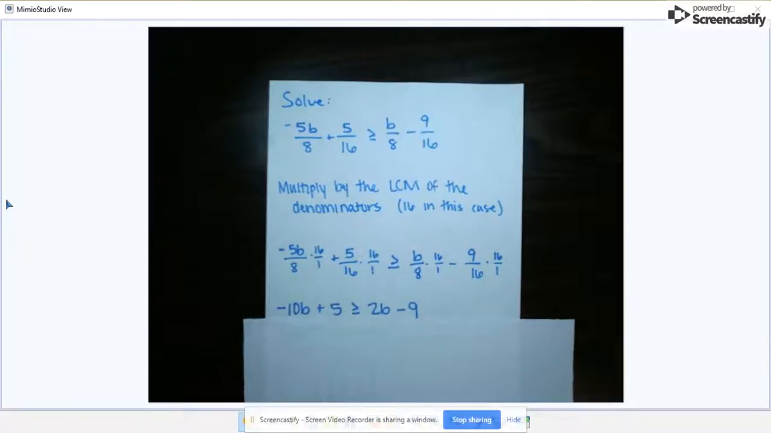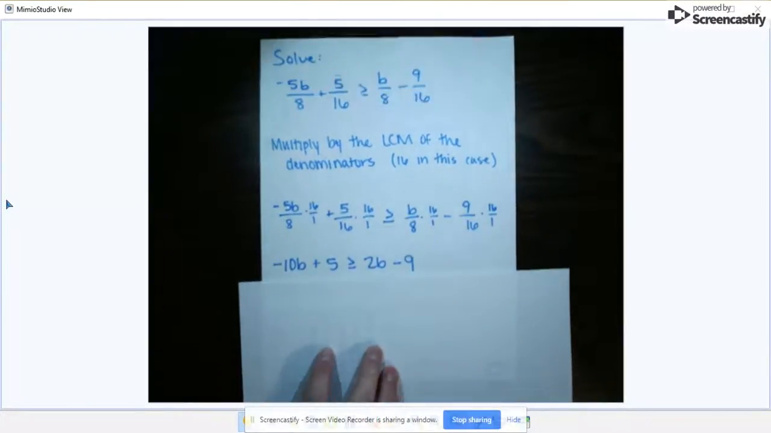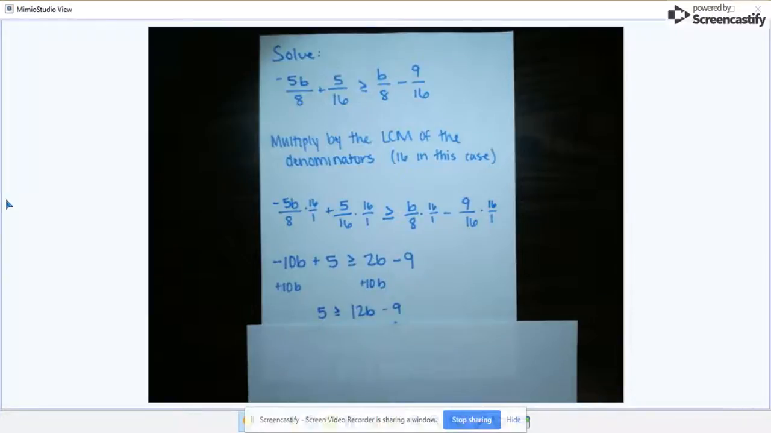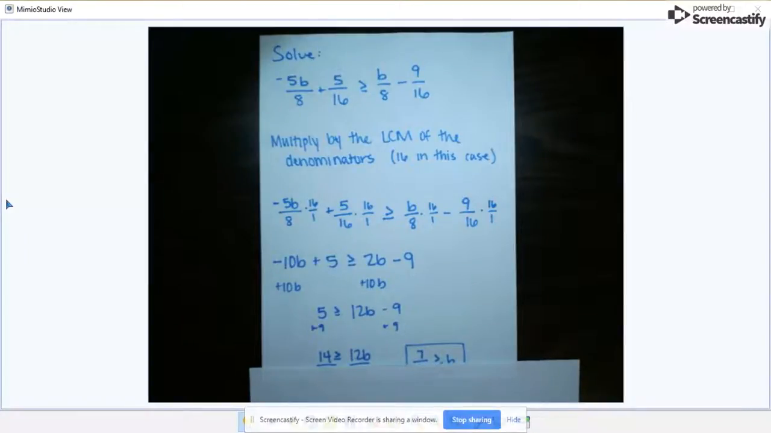Now this looks like something we can simplify or solve much easier. So I'm going to add my b to the right side. Leaves us with 5 greater than or equal to 12b minus 9. Add 9 to the left side. Gives us 14 is greater than or equal to 12b.